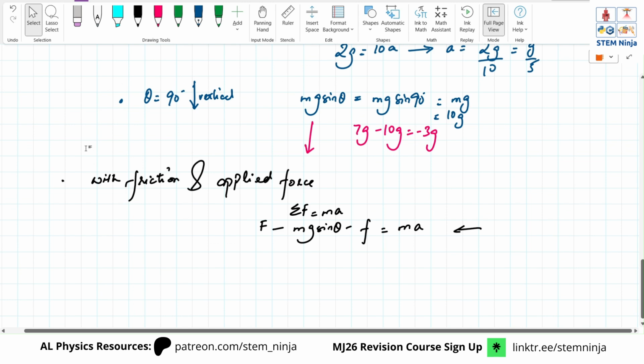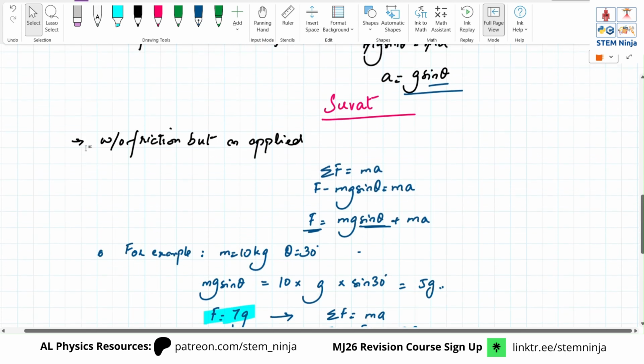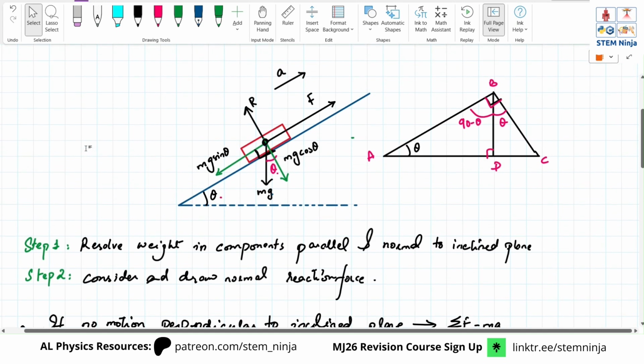Now, when we go into the work, energy and power topic, we will come back to this inclined plane, because often we will get questions on change in potential energy, kinetic energy, and so on.